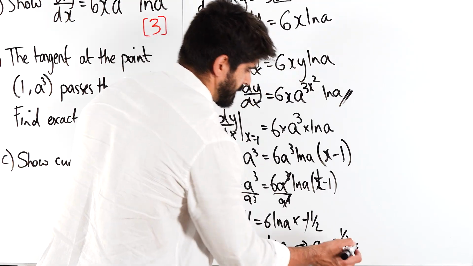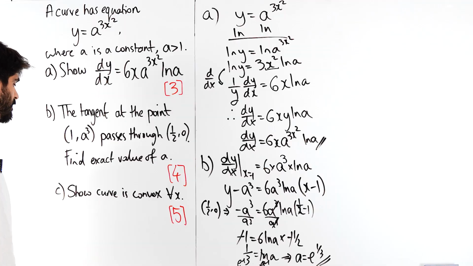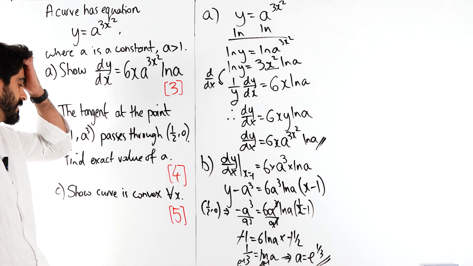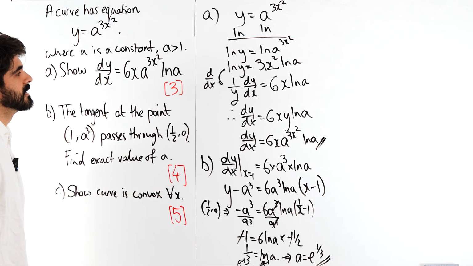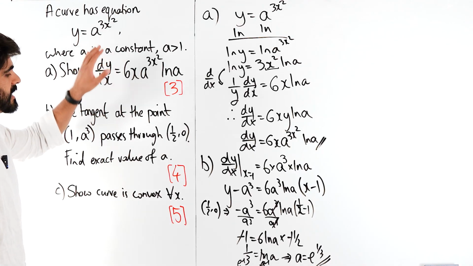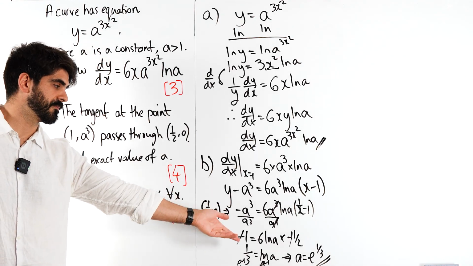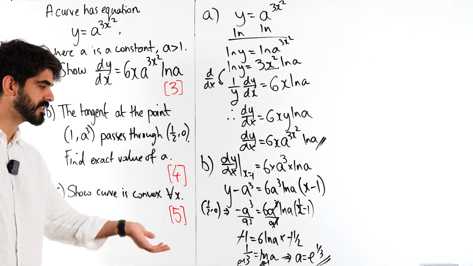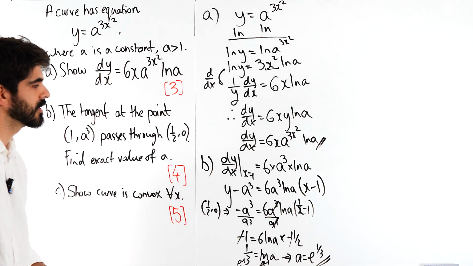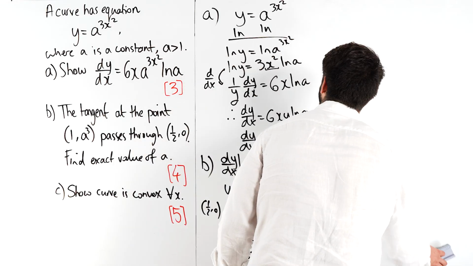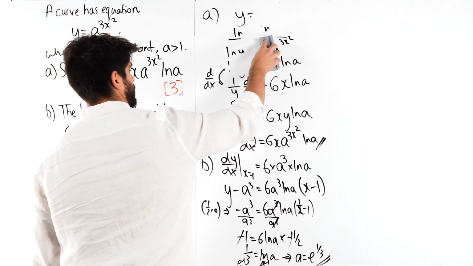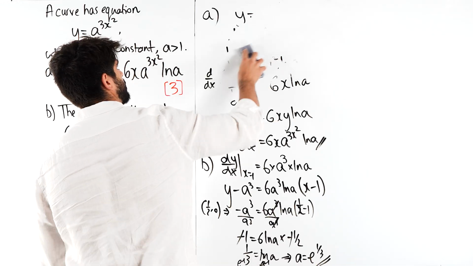Sweet. Show that the curve is convex for all x. That's like mathematical notation for all. Now the question hasn't specified if they want us to do it in terms of a or in terms of our actual value. But it doesn't matter, because if you do it in terms of the actual value, you can just utilize a anyway. So it makes no difference. Let's just do it in terms of a.